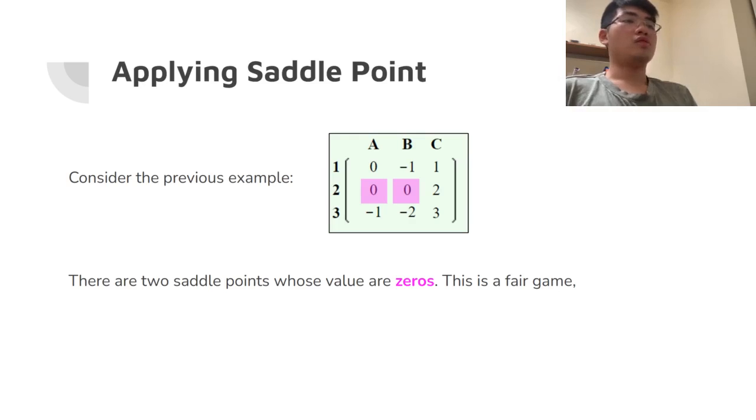The application for saddle points is pretty simple, really. Consider the previous example. This is the payoff matrix that we used for our example before. We can see that there are 2 saddle points highlighted in this matrix. They are both 0. You can notice that they are the minima of their row as well as the maxima of their respective columns. Both of them are equal. This is true with what we have stated before. And since they are 0, we know this is a fair game.